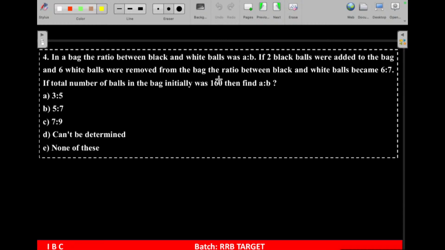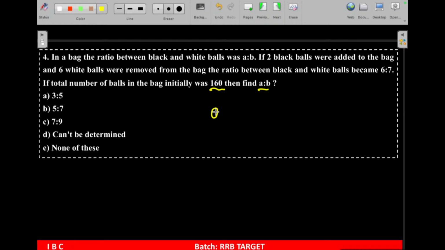So what is the question they are asking? Find the ratio of the black and white balls. If the total number of balls in the bag initially was 160, I need to find out A and B. So how many balls are removed? That I need to find out. Easy question, not so difficult.